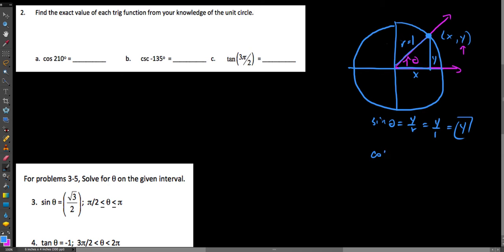Likewise, our cosine value, which is x over r, in the unit circle becomes x over 1, and here we have our x value. So again, with a unit circle, our cosine value is our x value. Every point on the exterior is (cosine theta, sine theta).